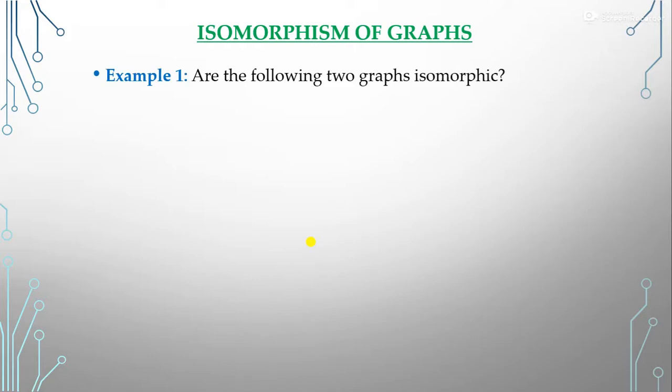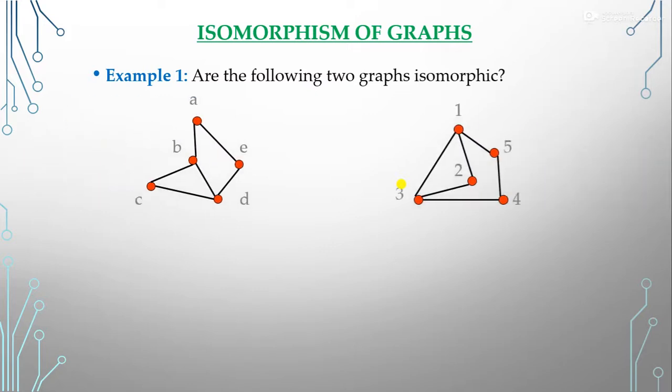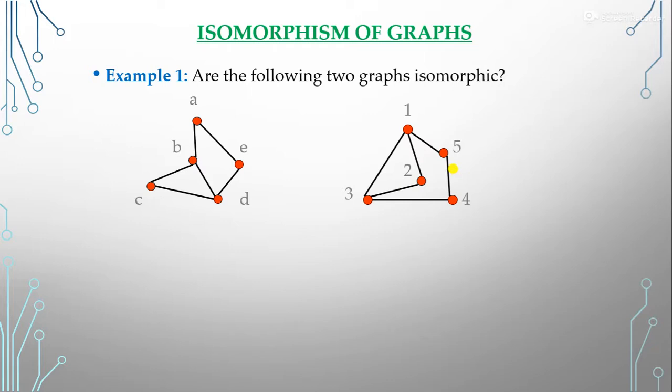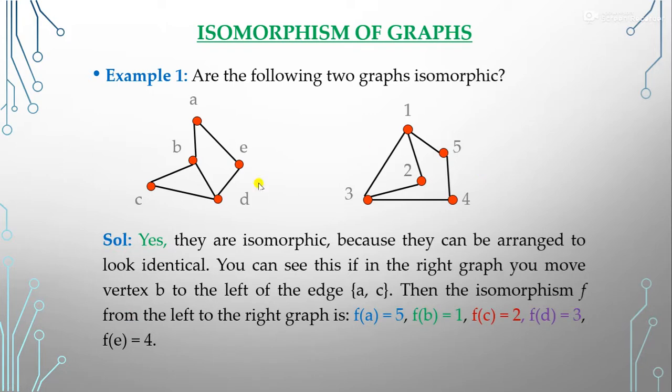Now let's see an example. Here we have two graphs, and we have to show whether these graphs are isomorphic or not. One graph is this one and another one is this one. When you check, you will find that these are isomorphic. Why? Because they can be arranged to look identical. You can see that in the right graph, if you move vertex B to the left of the edge AC.